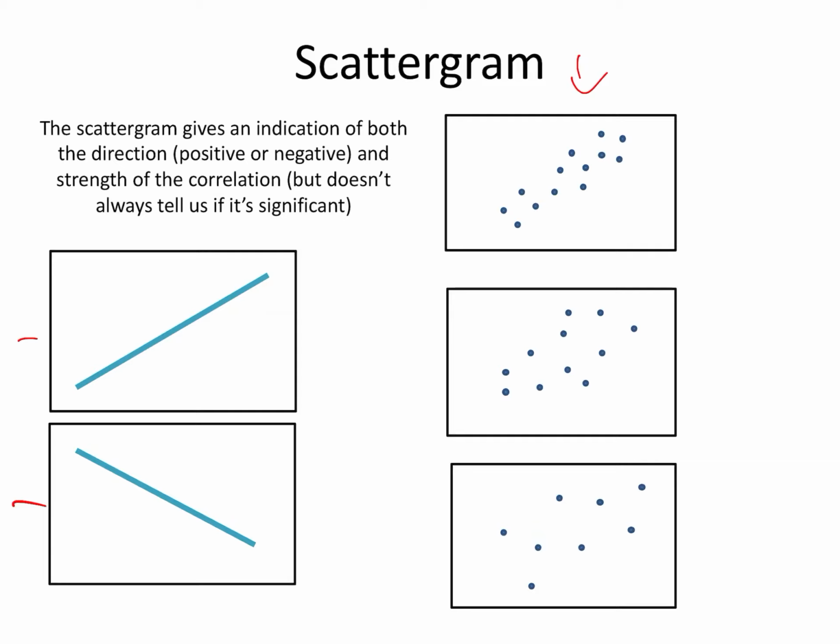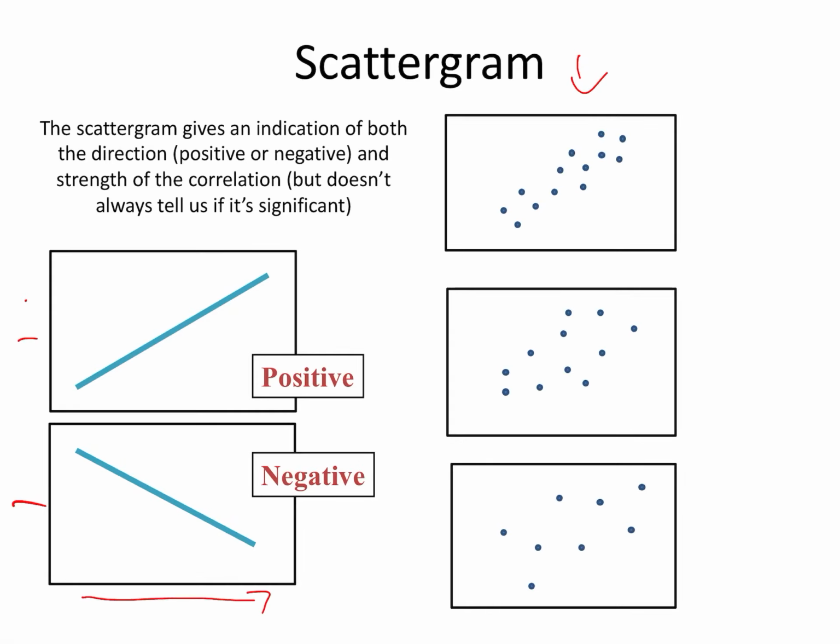Of course, with this first one here, we're looking at a positive correlation. So as one variable increases, so too does the other one. For our next one underneath that, we're looking at a negative correlation. So as one variable increases, this one decreases.